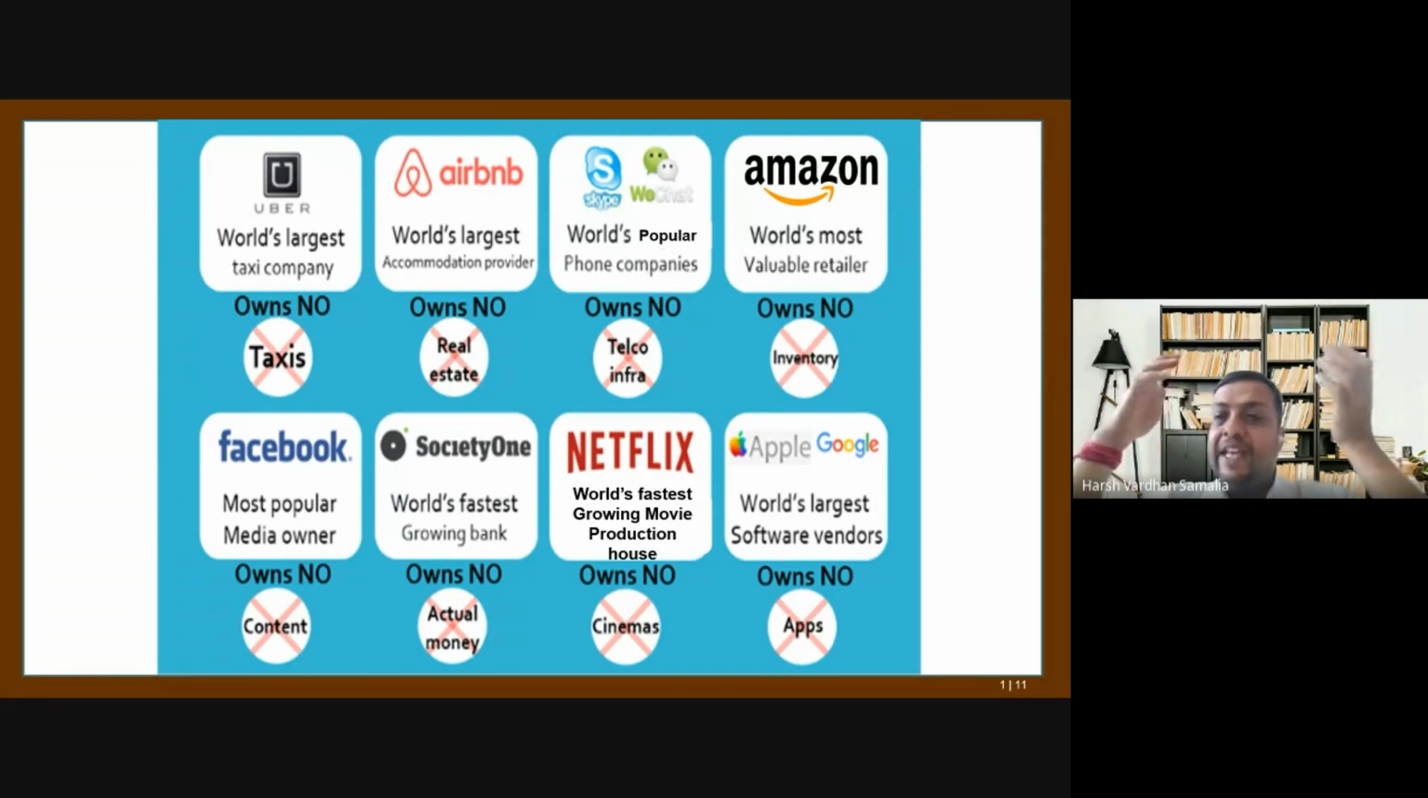In the same way, Amazon is the most valuable retailer in the world, but again, from the practical aspect, it does not hold any inventory. Though it holds a few SKUs in its warehouse, which are very, very fast moving. But if you compare it with the number of SKUs that they sell, this number is almost zero again.